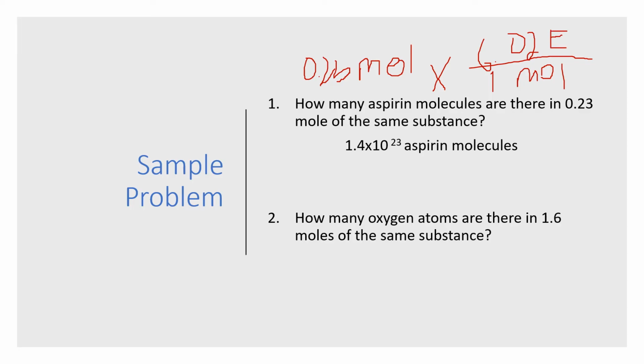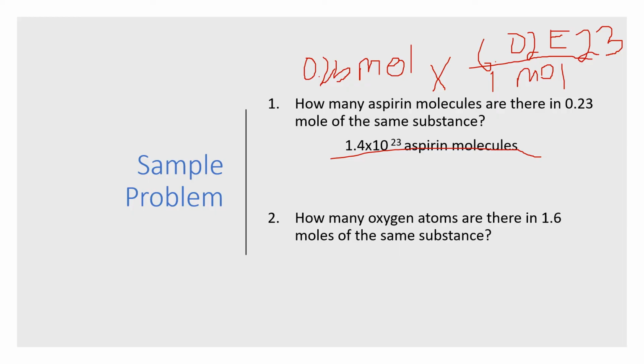By the way, guys, kapag nakita niyo itong big letter E, that is a notation for times 10. So, big letter E times 10 raised to the power of 23. Kapag minultiply natin yan, you're going to get 1.4 times 10 raised to the power of 23 aspirin molecules.